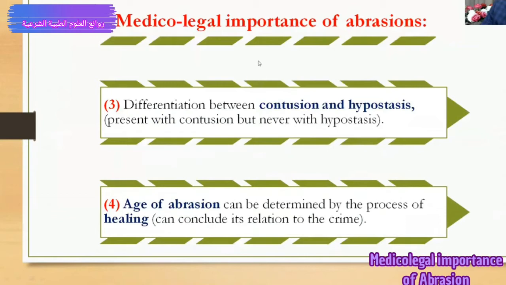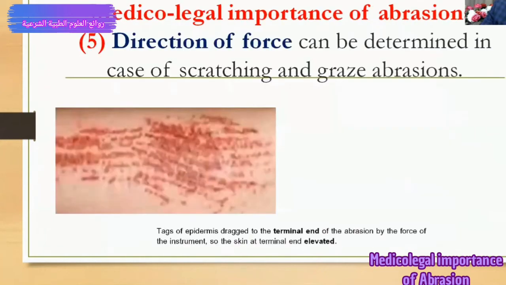Number three, the abrasion can help differentiate between contusion and hypostasis, as it may usually be present with contusion, but is never related to hypostasis. Number four, the age of abrasion can be determined, as mentioned before, by the process of healing. So we can conclude from its age whether this abrasion is related to the crime or not.